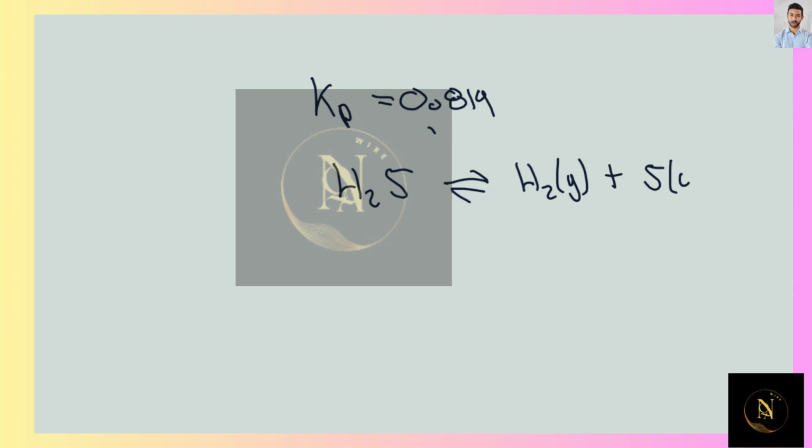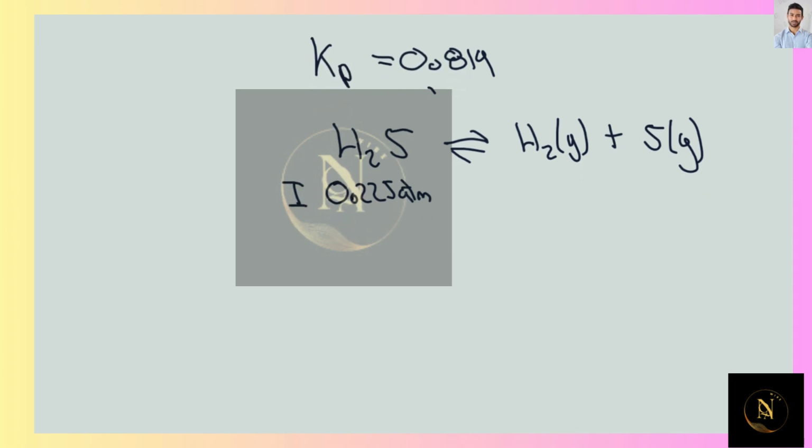Hi, so in this question we're told that the Kp constant for H2S decomposition is equal to 0.819. The decomposition reaction is the following. H2S is going to decompose and be in equilibrium with H2 gas plus sulfur as a gas. We're told as well that initially we have 0.225 atmospheres of H2S. So we're told what will be the total pressure in the container when we reach equilibrium.